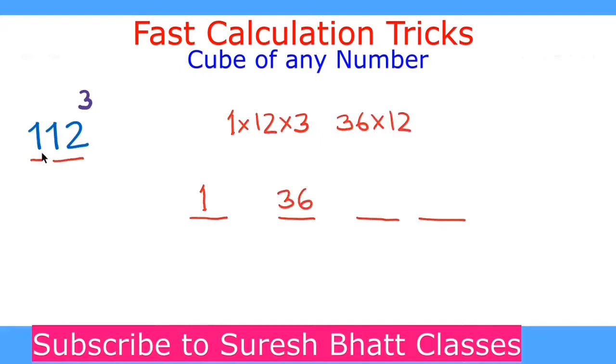Now we multiply this 36 by second portion of the original number, which is 12. So 36 multiplied by 12, 12 times 6 is 72, we write 2 and carry 7.